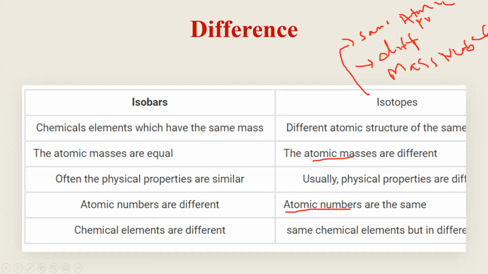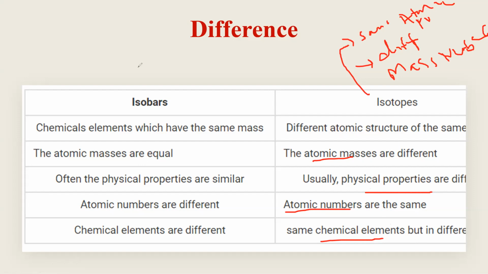What is the next property? With respect to chemical properties, isotopes have the same chemical properties but different physical properties.